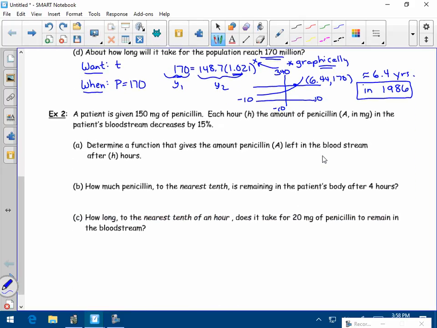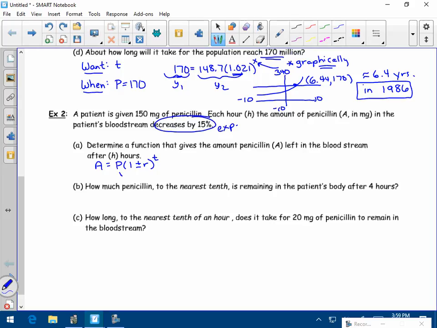Patient is given 150 milligrams of penicillin. Each hour H, the amount of penicillin A in the patient's bloodstream decreases by 15%. Part A, determine a function that gives the amount of penicillin left in the bloodstream after H hours. So the hint here is since it's decreasing by 15%, that's exponential. And we can write an exponential function with a percentage rate by using the equation A equals P times 1 plus or minus R to the T.